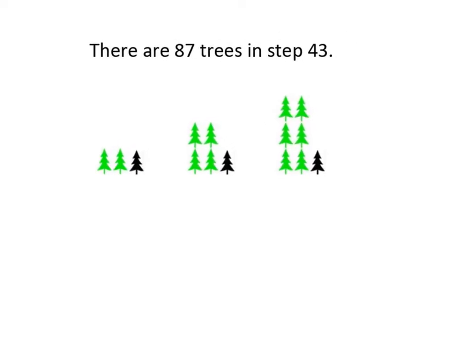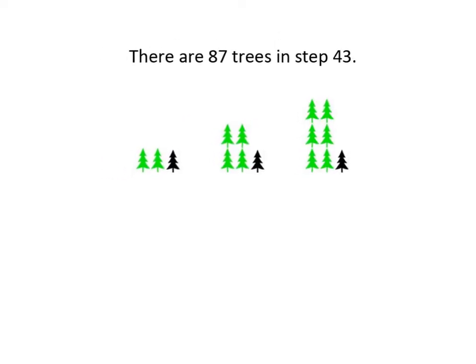Here, there are 87 trees in step 4. Same idea. This is our x and this is our y. In step 1, we have 3. I'll just make a little table because tables make sense to me. Step 1, we have 3. In step 2, you can see that 2 more were added, and so now there are 5.